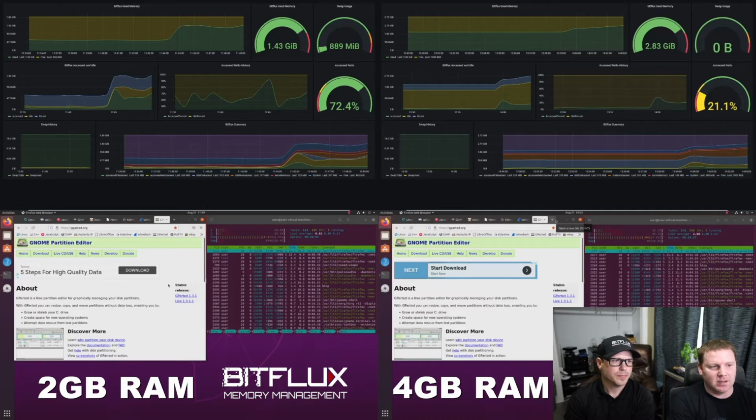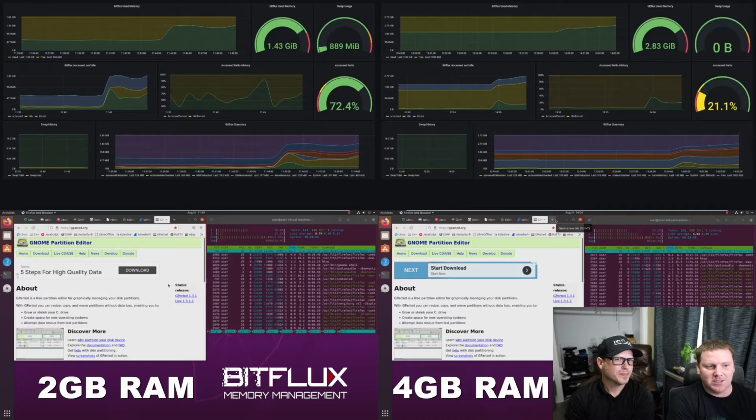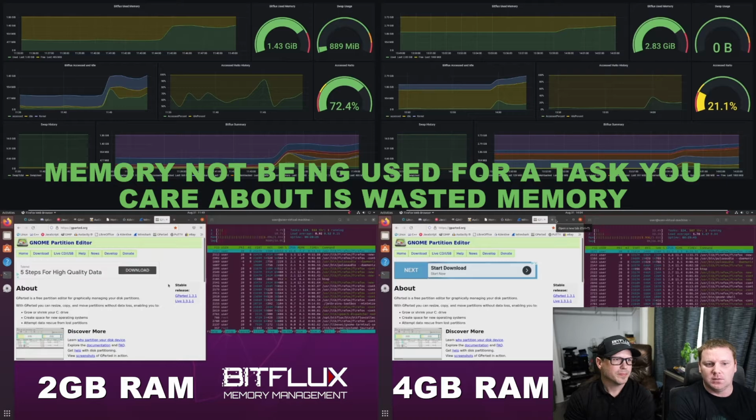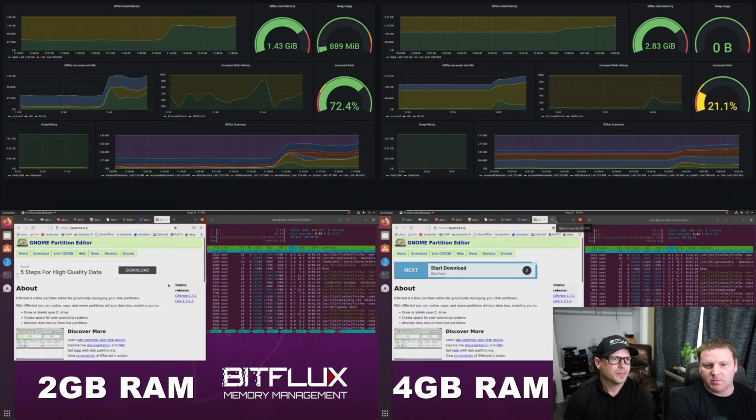I was taught in my IT days that unused, unallocated memory is wasted memory. I'd like to take that adage and alter it just a little bit. I think memory not being used for a task you care about is wasted memory. That means memory can be free to me if I want it to be available for me to do my next big task. That totally makes sense to me.